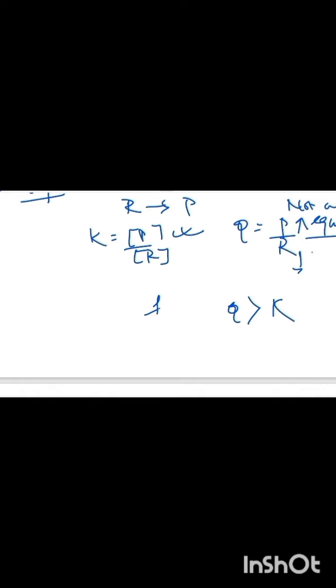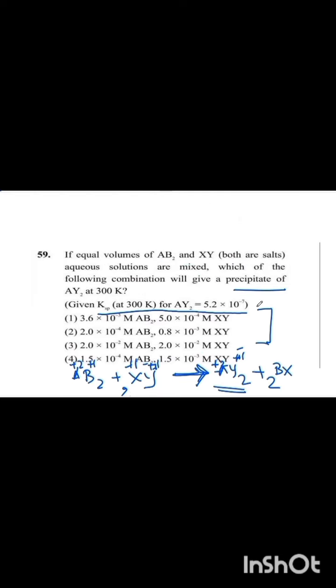And when the reaction goes towards the forward direction, reaction quotient should be greater than K. At equilibrium, Q is equal to K, and if it goes in the backward direction, Q must be less than K. Why? Because in backward direction reactant increases and product decreases. So in this case we know that precipitate should be formed. So if precipitate should be formed, then the value of Q should be greater than K. We have the value of K, we have to compare the value of Q, reaction quotient.